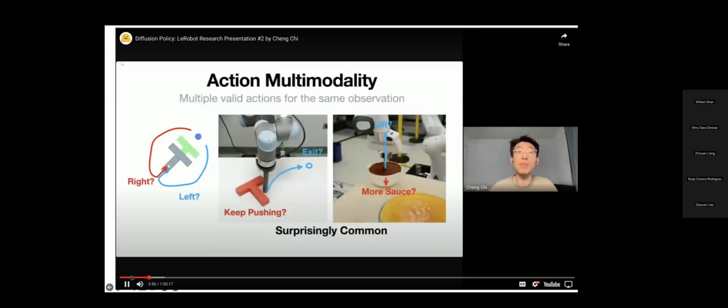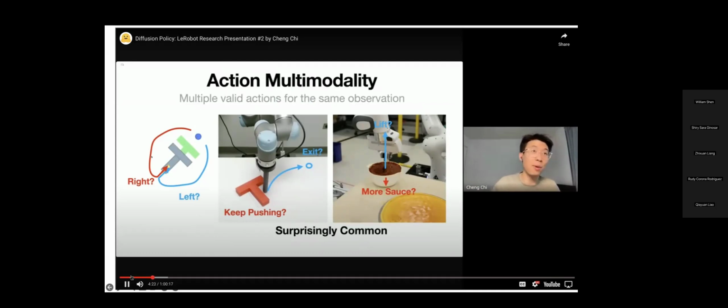First is the capability of representing action multimodality, which in this scenario means there are multiple valid actions for the same observation. For example, on the left, we have this push-T example. The blue dot is like the robot, and the goal is to push this gray T into this green area. At this exact moment, there are two perfectly equally valid actions to take.